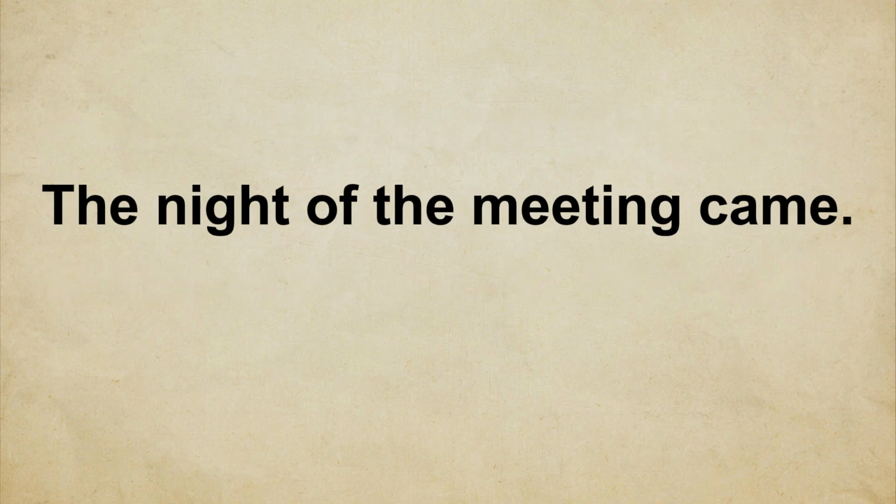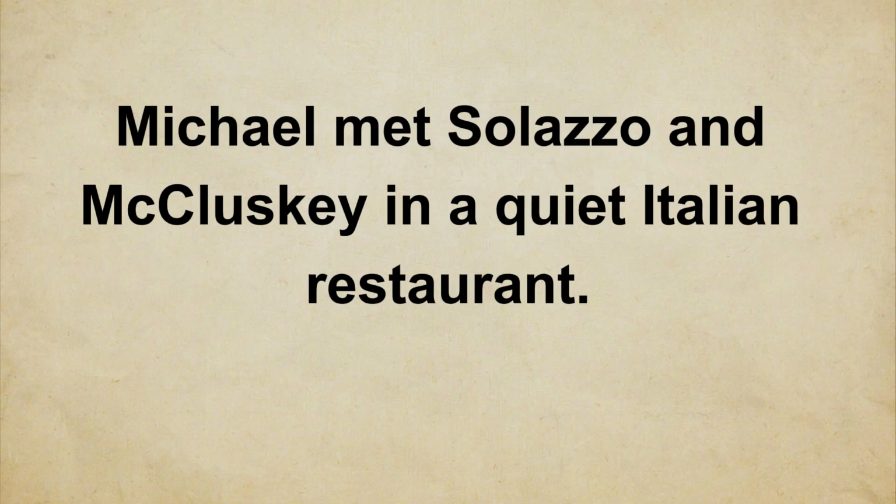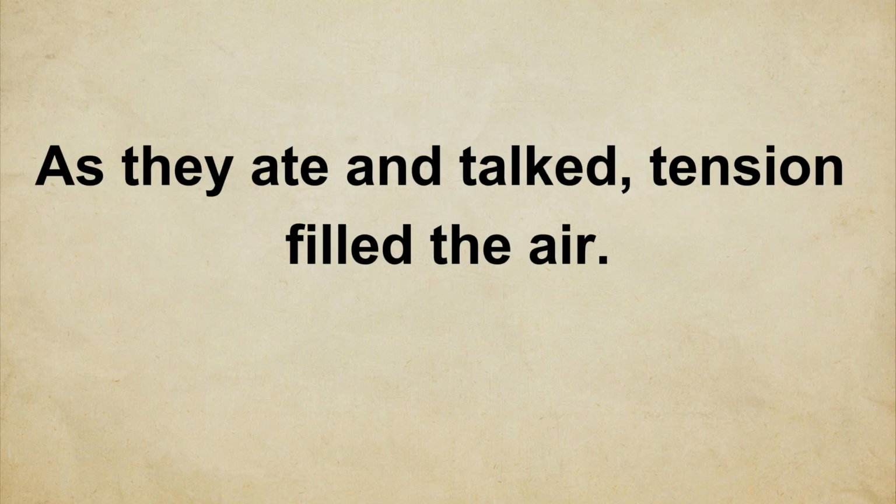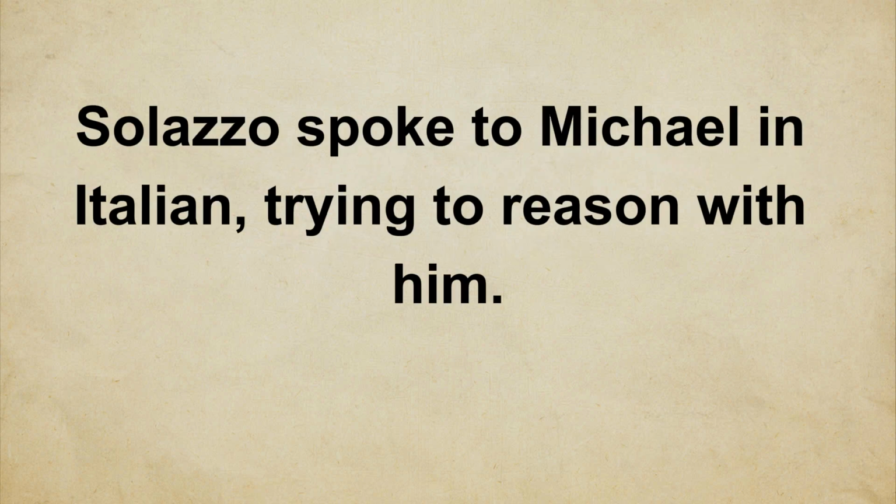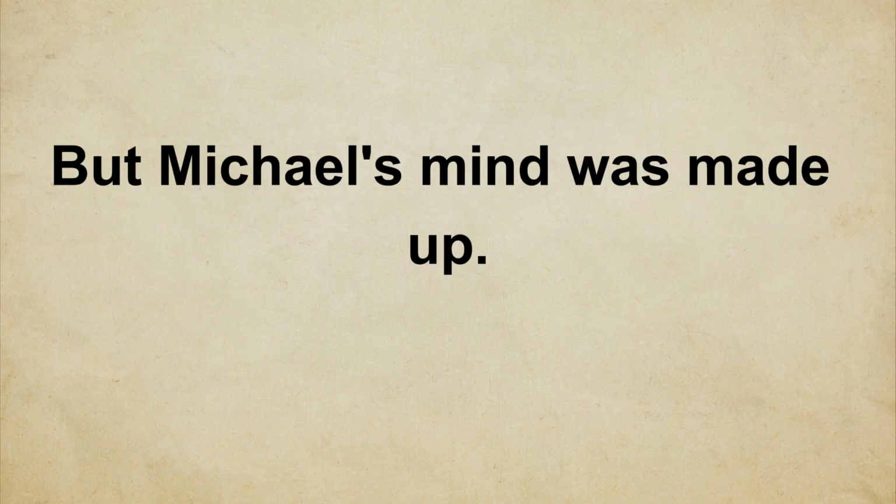The night of the meeting came. Michael met Sollazzo and McCluskey in a quiet Italian restaurant. As they ate and talked, tension filled the air. Sollazzo spoke to Michael in Italian, trying to reason with him, but Michael's mind was made up.